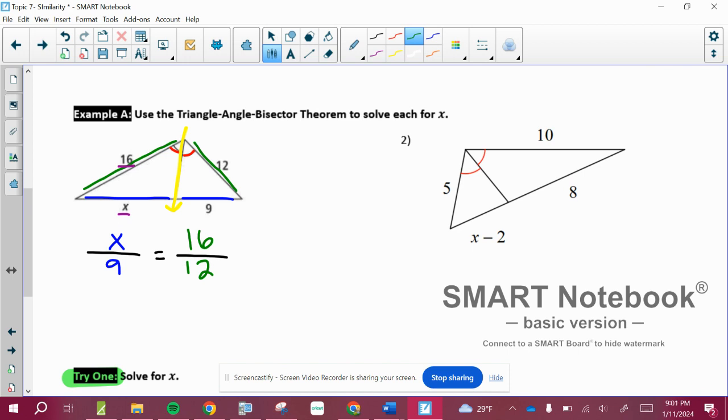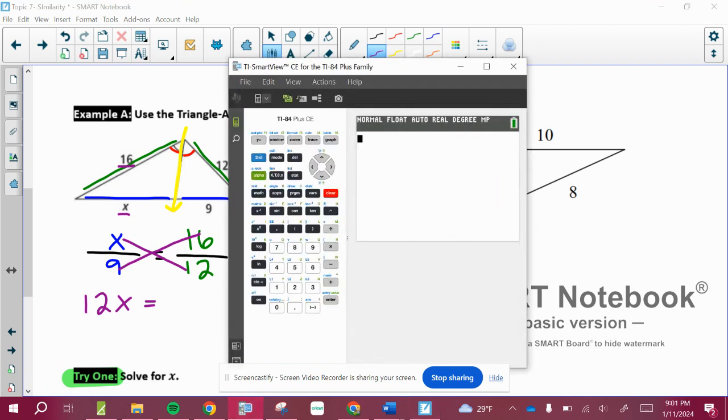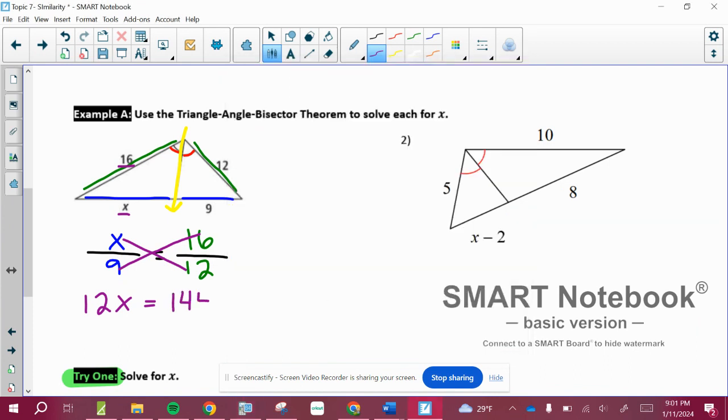Now to solve for X, we do what we've been doing in class, and we do our cross multiplying. So X times 12 is 12X. I set that equal to 16 times 9, which is 144. From there, it's a quick solving. Just going to divide the 12 out. 144 divided by 12 is 12. So that's how we apply the Triangle-Angle-Bisector theorem.